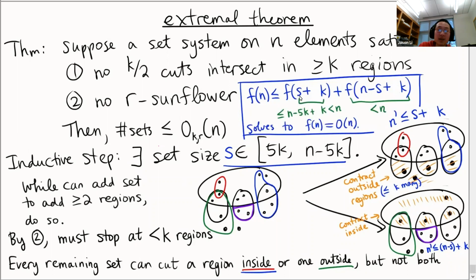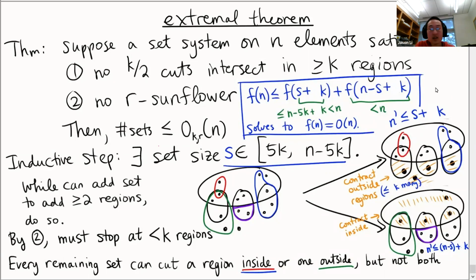Now note that by definition, S is at most n minus 5k. So this quantity here is indeed less than n. So this means that we can safely apply induction. And similarly here, this quantity is also less than n. So we can safely apply induction to both and solve this recursive formula. And this, along with the base case of a linear sized Fn, when every element has size either less than 5k or more than n minus 5k, this inequality, along with the base case, will end up solving to linear. Fn is linear.